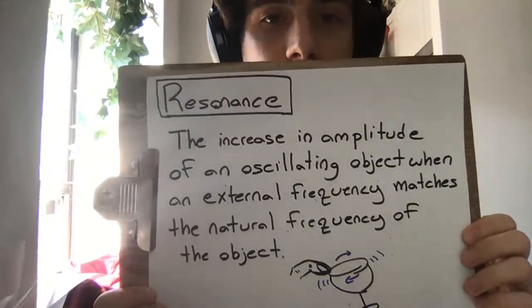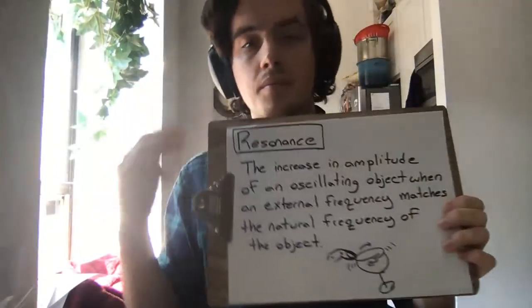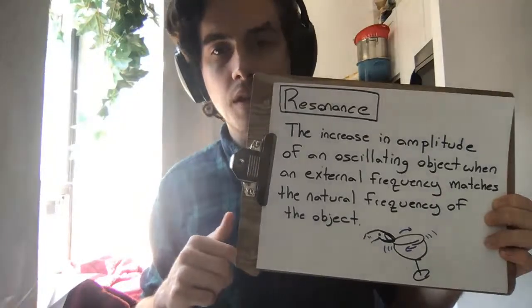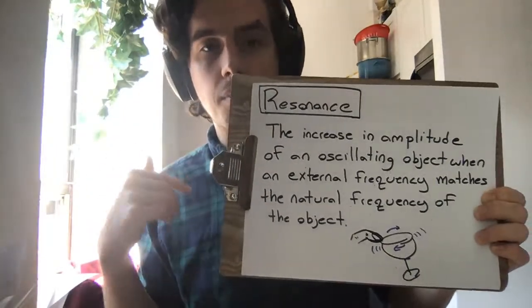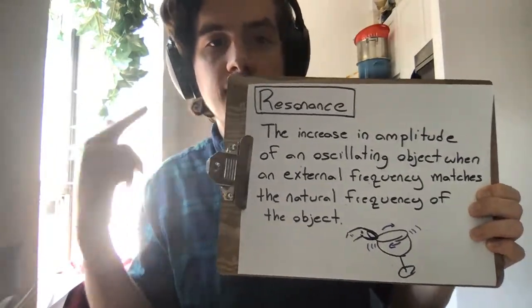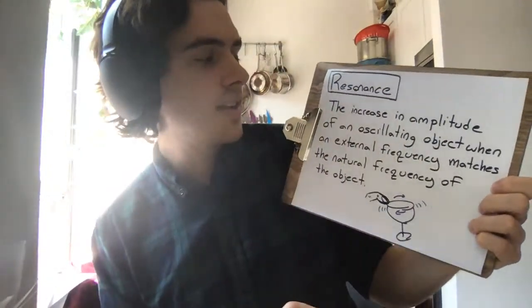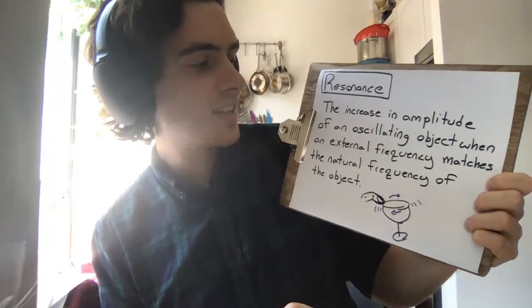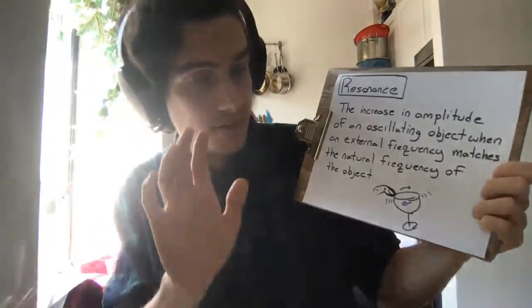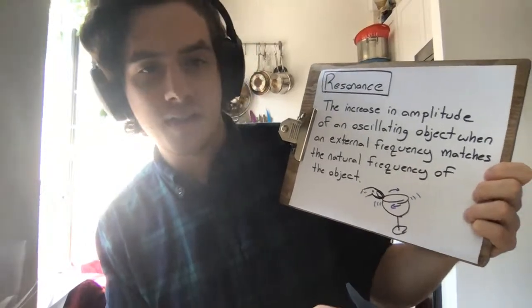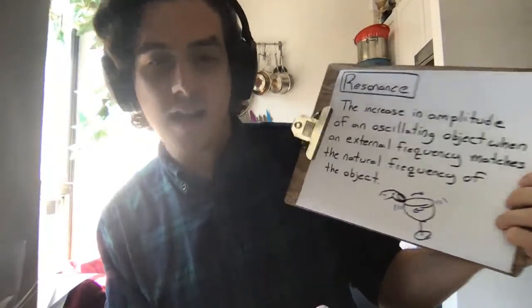This is called resonance. Okay? When you are being pushed on the swing at the same frequency as the natural frequency of the object, you are resonating. The applied frequency is resonating with the swing, excuse me. So this is the increase in amplitude of an oscillating object when an external frequency, that's the person pushing the swing, right, matches the natural frequency of the object, right?